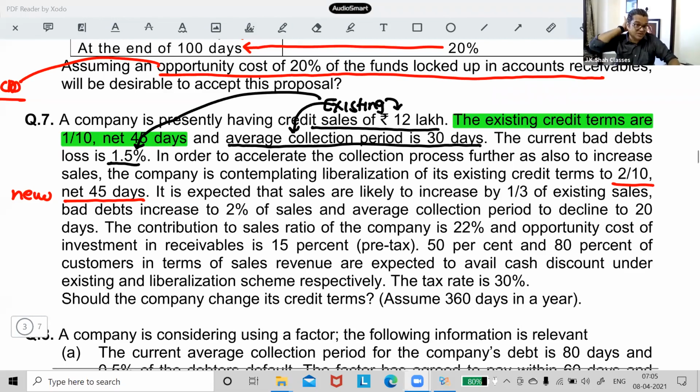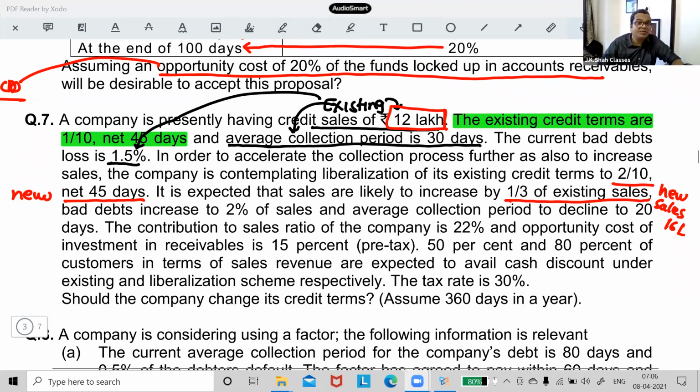What will happen because of this? It is expected that sales are likely to increase by 1/3 of the existing sales. We marked existing sales over here, 12 lakh. 1/3 of 12 lakh is 4 lakh. So what will be the new sale? 16 lakh. So new sales are 16 lakh, correct? Yes, very good. Thank you for posting your answer so fast.